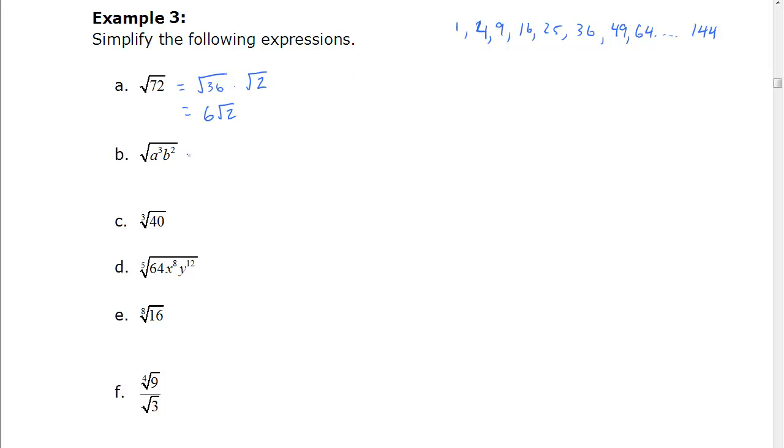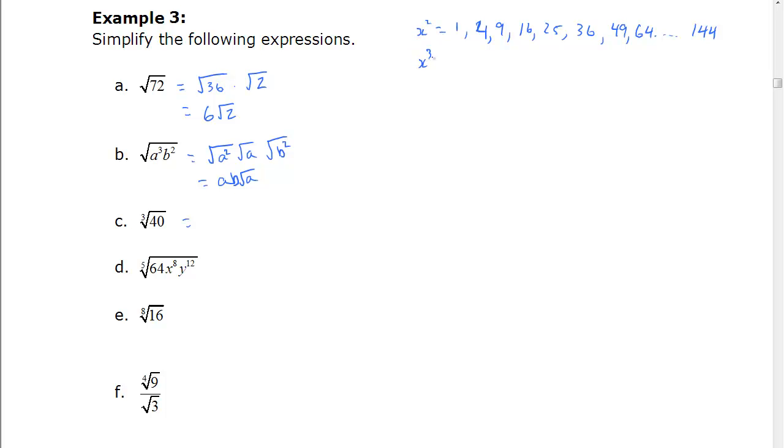So let's keep going here. We have here a cubed. So what we can do here is we can rewrite this as a squared and a. And we're going to leave b squared. And the reason we leave squared is because a squared is a perfect square. So what's the square root of a squared? Well, rule 1 we saw above, that would just be a. Root a we can't do anything with. Square root of b squared is just b. So a b root a.